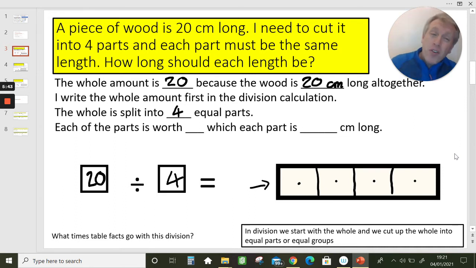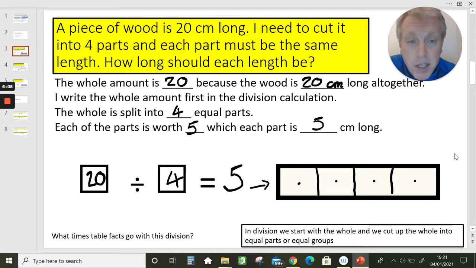And I remember that we've got to use our 4 times table. So 1 times 4 is 4, 2 times 4 is 8, 3 times 4 is 12, 4 times 4 is 16, 5 times 4 is 20. So 20 divided by 4 is 5. But now let's finish this off. Each of the parts is worth 5, which means each part is 5 centimetres long.